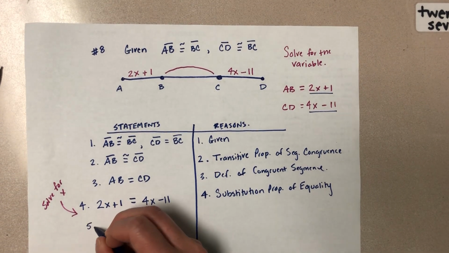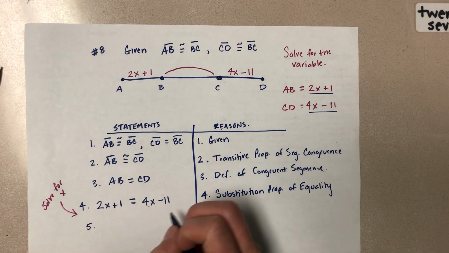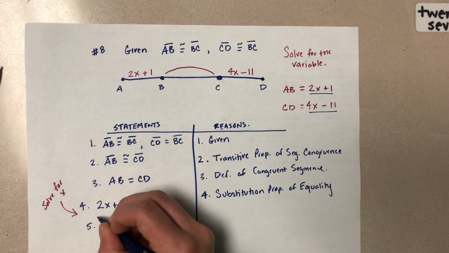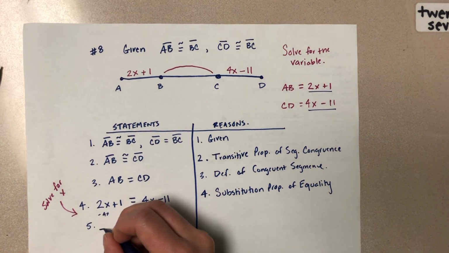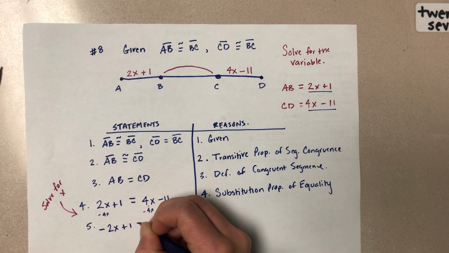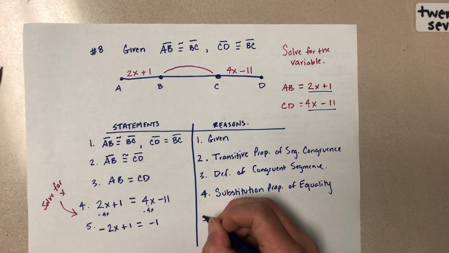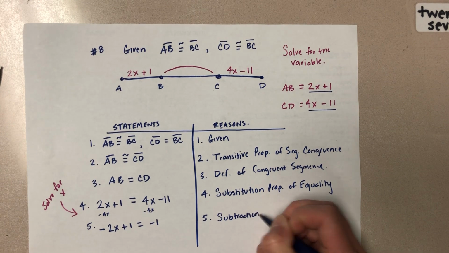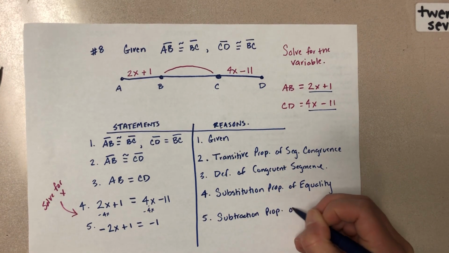In order to do that, we have to subtract 4x from both sides. So if we subtract 4x from the right, minus 4x here, we're going to minus 4x here. We get negative 2x plus 1 equals negative 1. And our reason is going to be the subtraction property of equality.